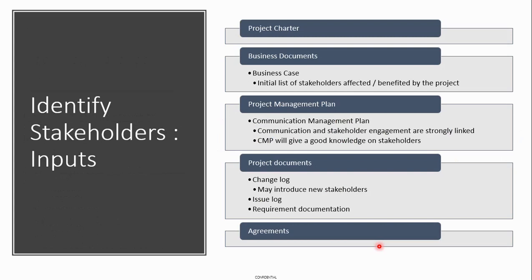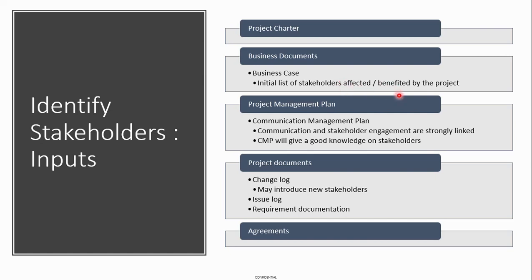To sum it up, as you said, the project charter, the business case. The business case will give you the initial stakeholders. Say if you are building a factory, the initial stakeholders affected, maybe you have to clear some people living around the factory area, because it's a toxic factory. Those are the people you need to give compensation and relocate, those residents around the factory. So those are maybe the initial stakeholders who are affected and benefited by the project.